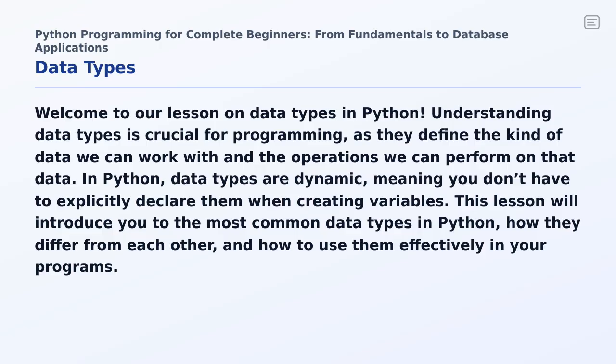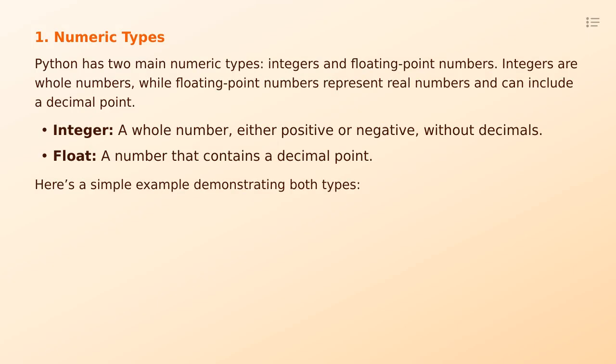This lesson will introduce you to the most common data types in Python, how they differ from each other, and how to use them effectively in your programs. Don't worry if this feels new at first. Now we're on 1. Numeric types. Python has two main numeric types: integers and floating point numbers. Integers are whole numbers, while floating point numbers represent real numbers and can include a decimal point.